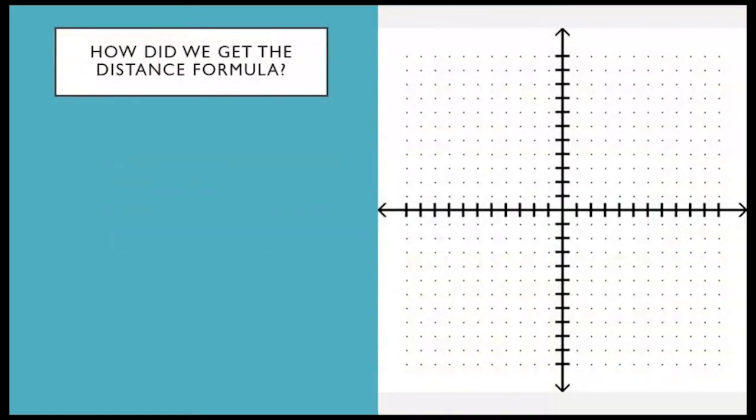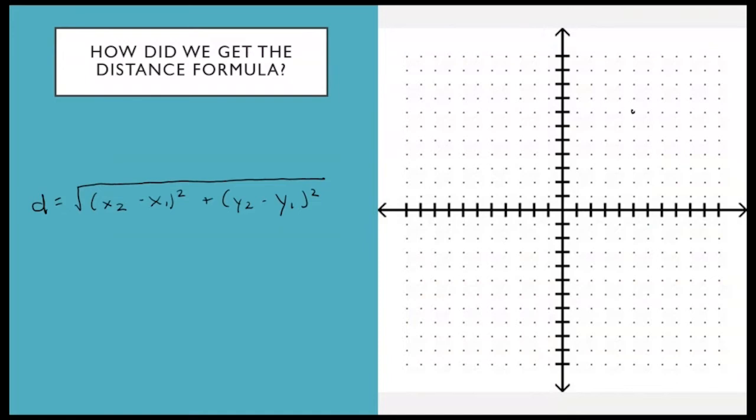So first off, the distance formula is something that you are going to know. You're going to need it when you get to calculus. It's just going to be something that you will want to memorize. It's x2 minus x1 squared plus y2 minus y1 squared, and then square root over that whole thing.